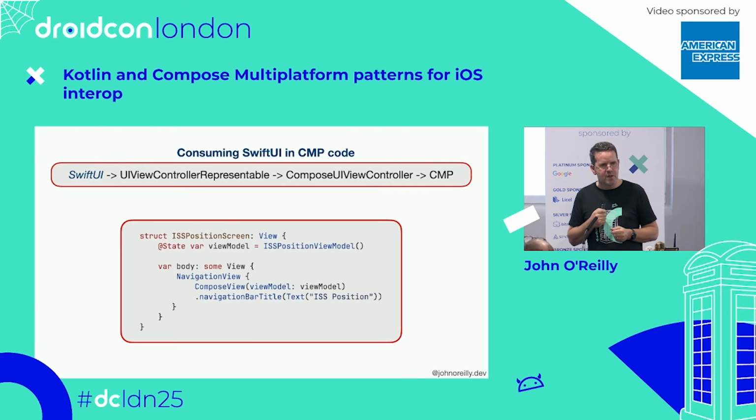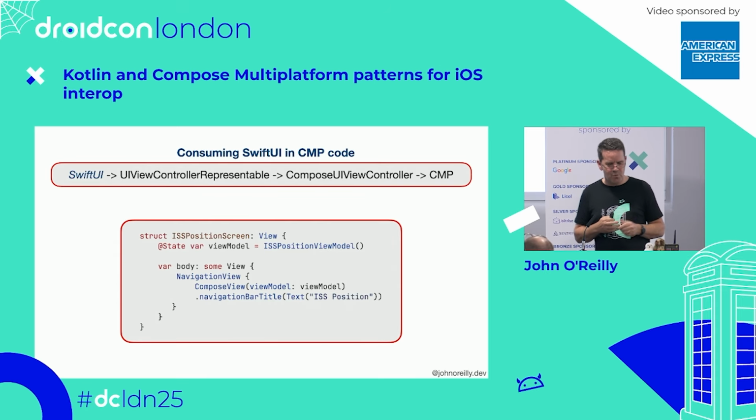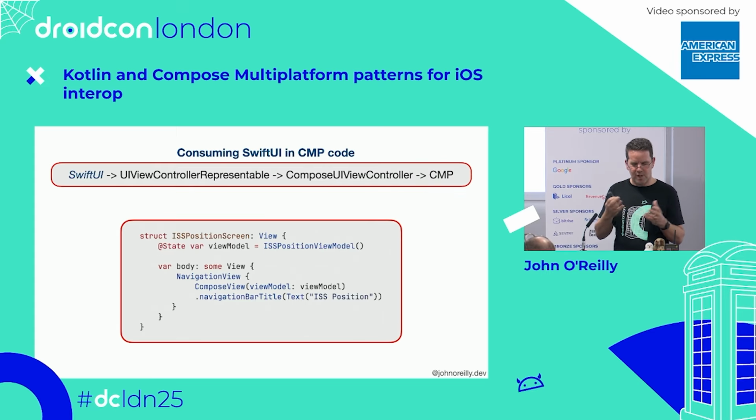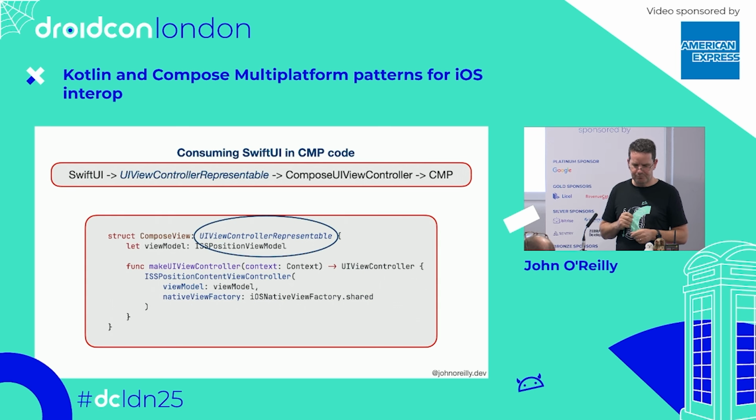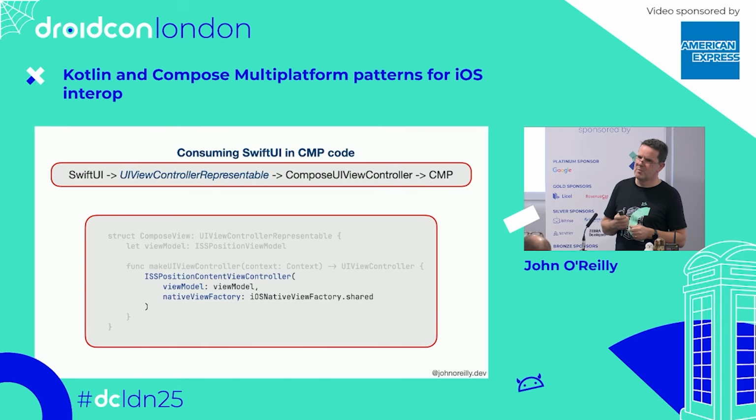So the first part, consuming the shared Compose code in SwiftUI, is much the same as we saw in the earlier example. We have our outer SwiftUI view that in this case includes just a navigation view with a title bar, and also ComposeView, which, as before, is a SwiftUI view which will wrap around our Compose Multiplatform code. And again, that Swift ComposeView implements UIViewControllerRepresentable and invokes the ISSPositionContentViewController Kotlin function that's in our shared CMP code. In this case, we're also passing down our view model and the native view factory instance we mentioned earlier.